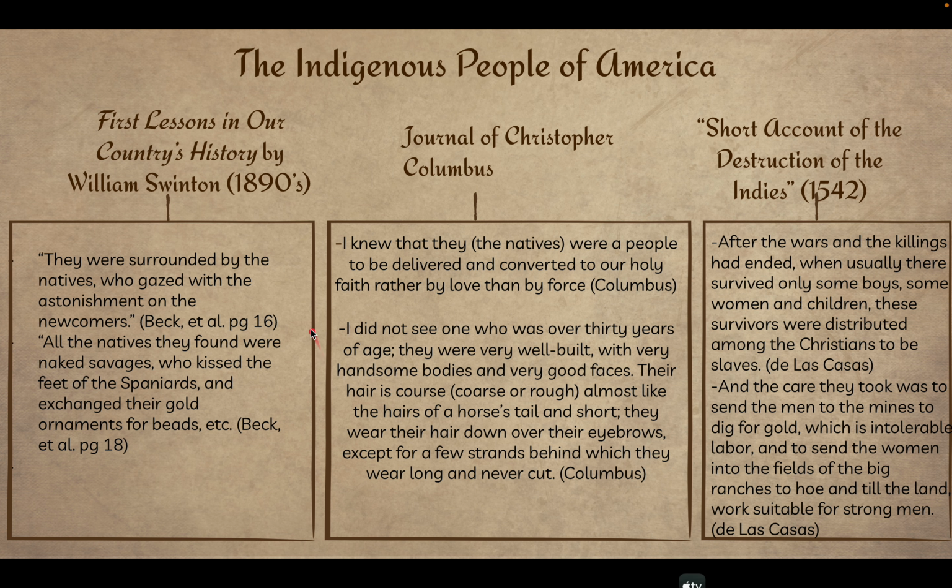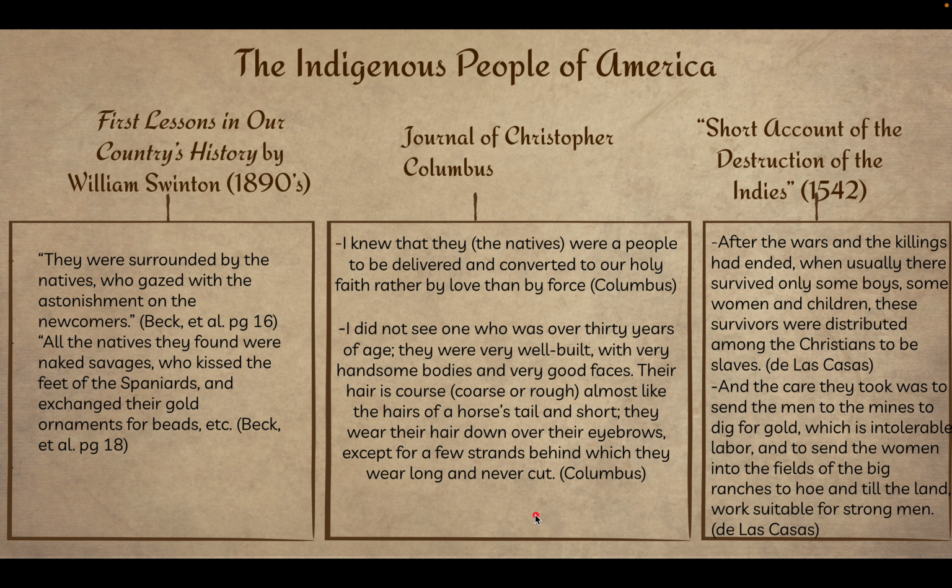Based on Columbus's journal, which is a primary source, Columbus stated, "I knew that the natives were a people to be delivered and converted to our holy faith rather by love than force. I did not see one who was over 30 years of age. They were very well built, with very handsome bodies and very good faces. Their hair is coarse, almost like the hairs of a horse's tail, and short. They wear their hair down over their eyebrows, except for a few strands behind, which they wear long and never cut."